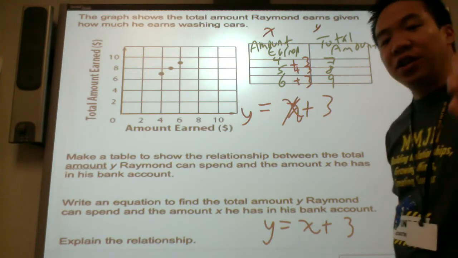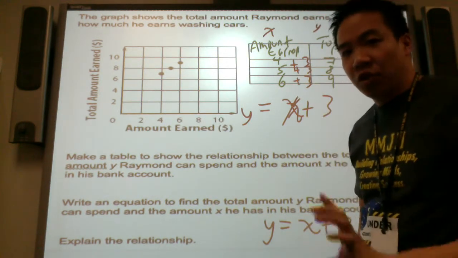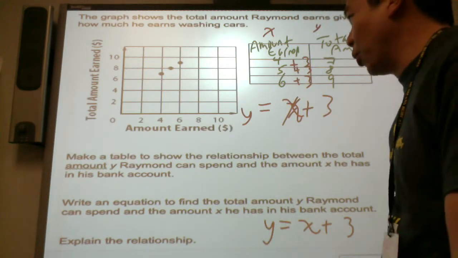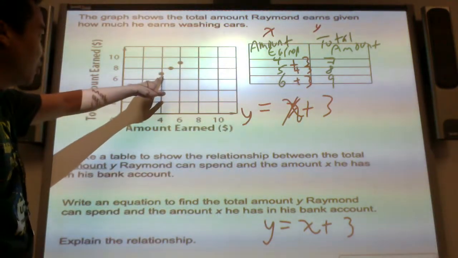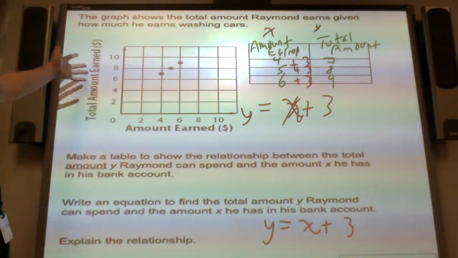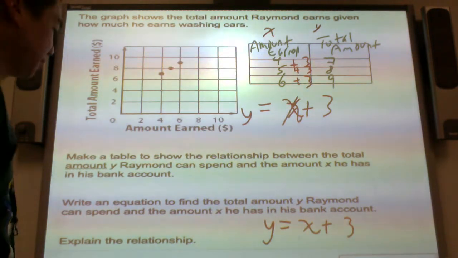Could you have written x plus 3 equals y? There's nothing wrong with that one. Flip it around. And now explain the relationship. It's increasing. Another way to say it is, to the amount he earns, you have to add $3 to find out his total amount earned. So that's another way to say it.